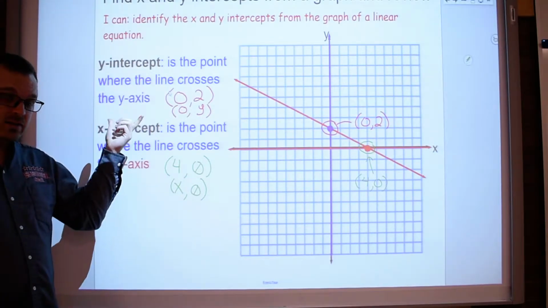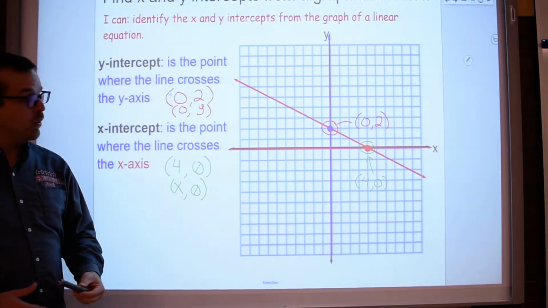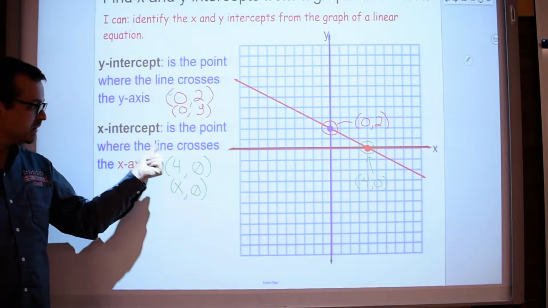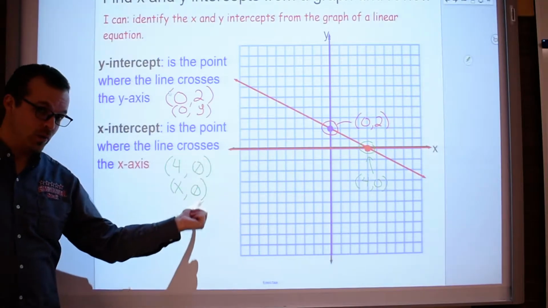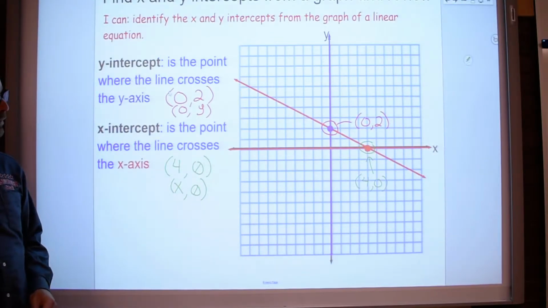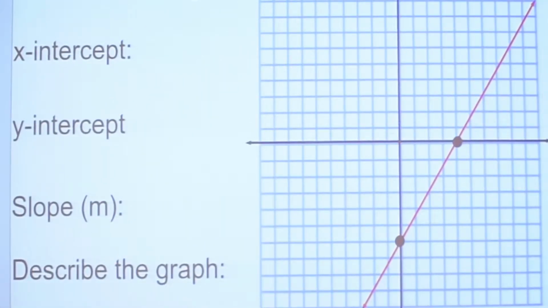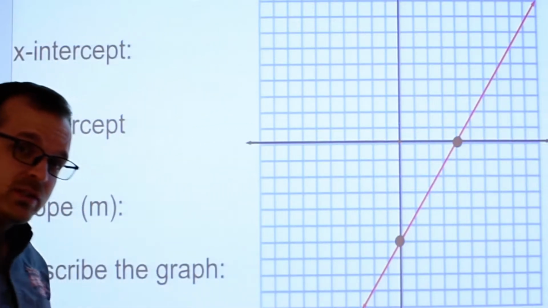So that's it, the y-intercept, and that's the x-intercept. One more time, the y-intercept has a y value where x is 0, and the x-intercept has an x value where y is 0. Make sure you have that down. It's going to be really important for the next few lessons. So, x-intercept and y-intercept, we're also going to review slope and how we describe graphs.